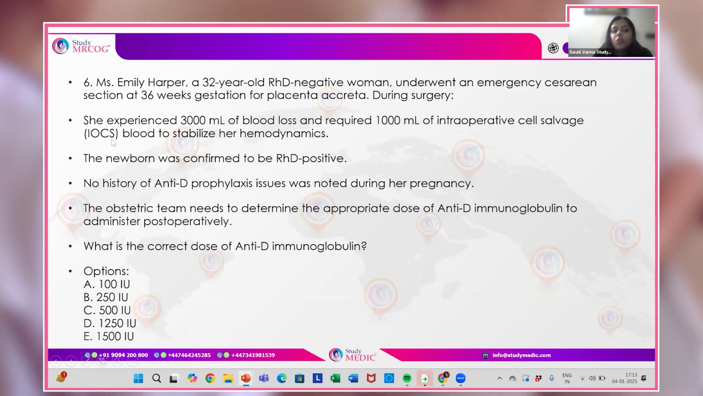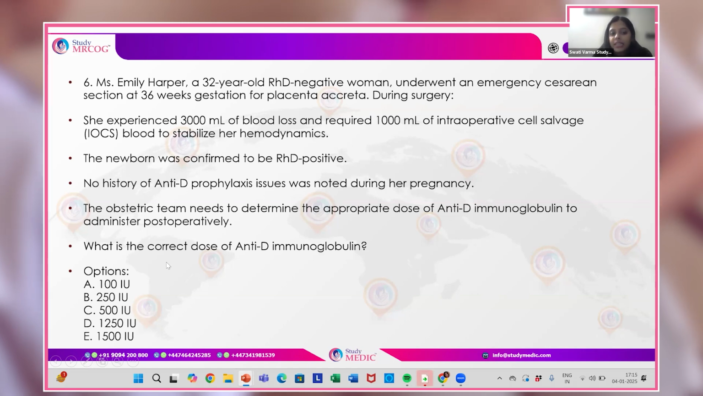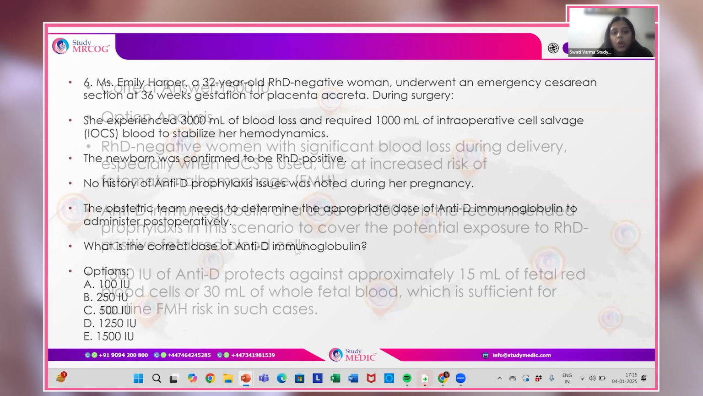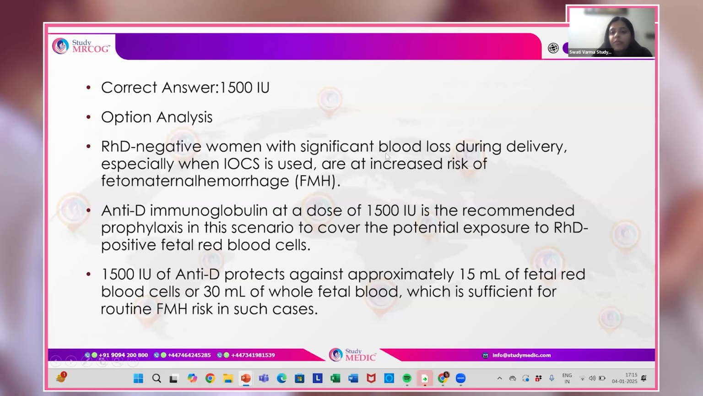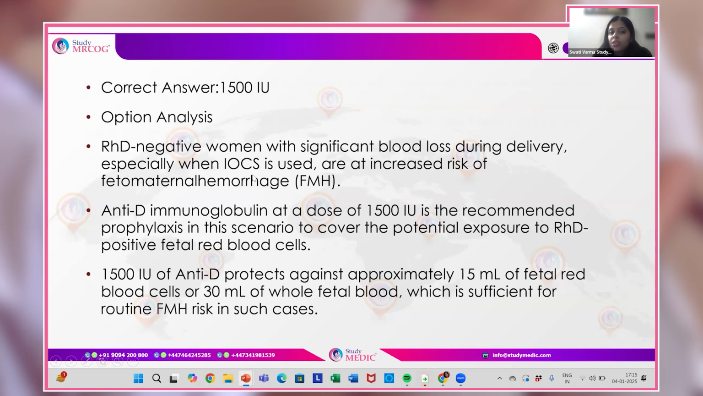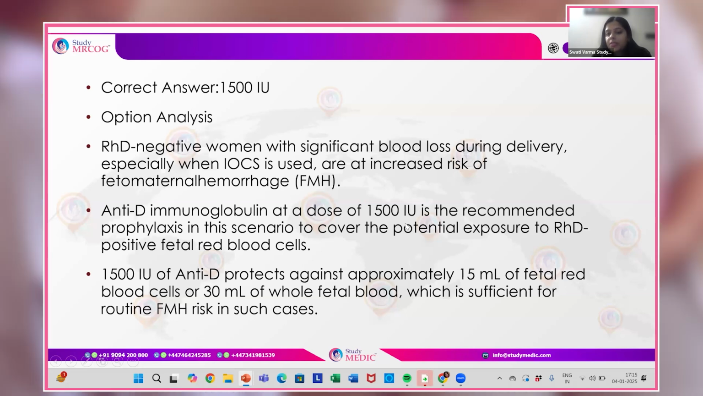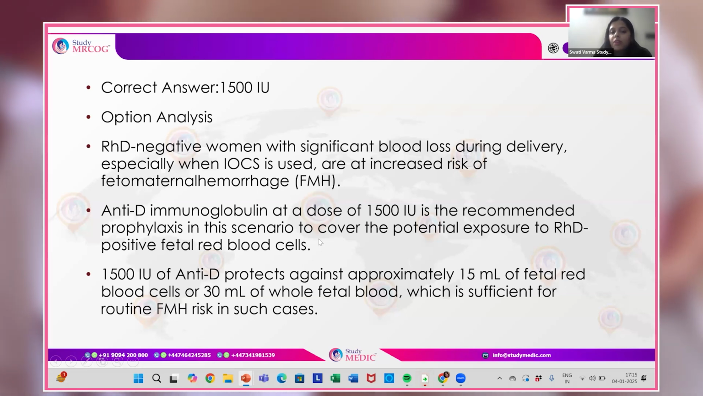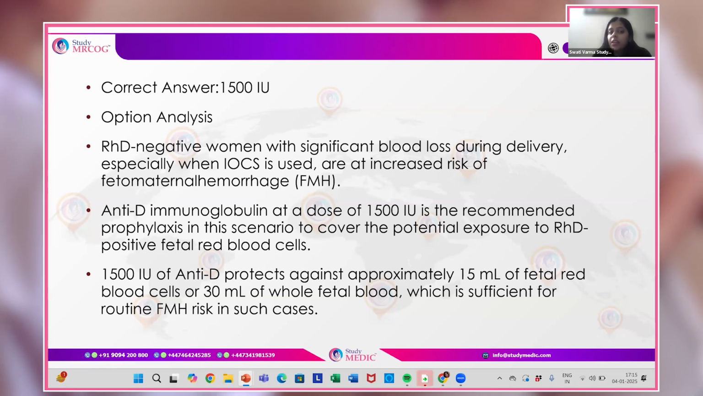Now here, in view of intraoperative cell salvage, the recommended anti-D dose comes out to be 1500 international units. So RHD negative women with significant blood loss, especially when intraoperative cell salvage is used, are at high risk of feto-maternal hemorrhage. So anti-D at a dose of 1500 units is the recommended prophylaxis to cover the potential exposure to the RHD positive fetal red cells.